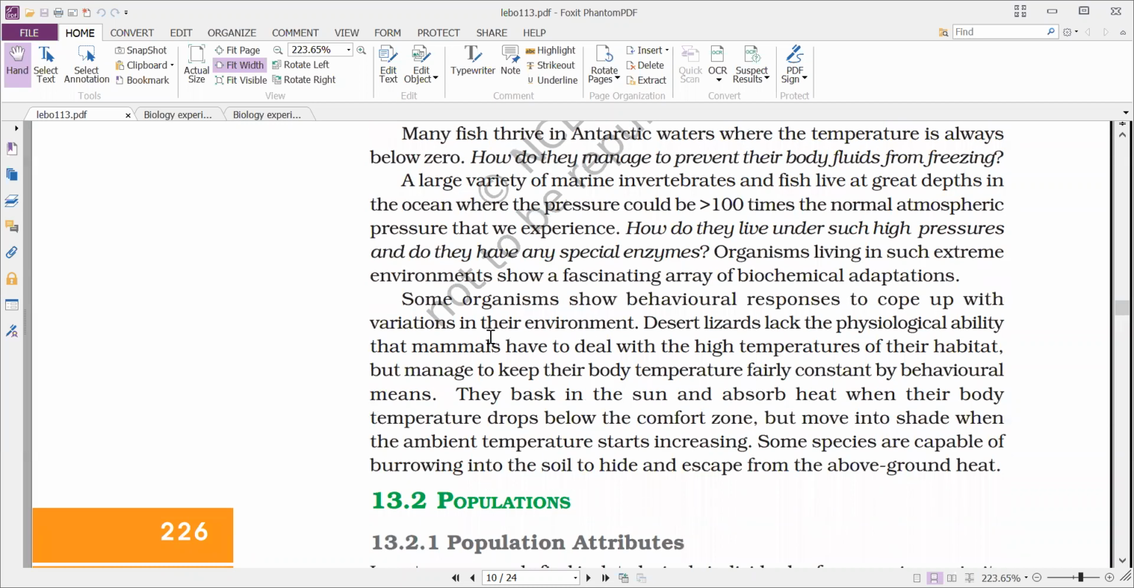And next, some organisms show behavioral responses to cope with variations in their environment. Some organisms will move from here to there. That is called a behavioral response.